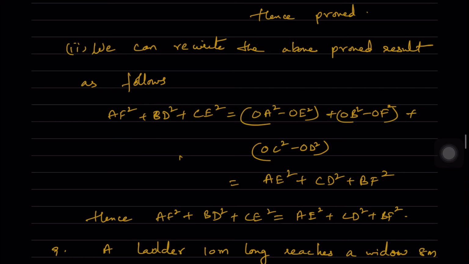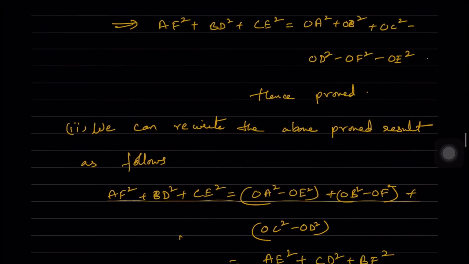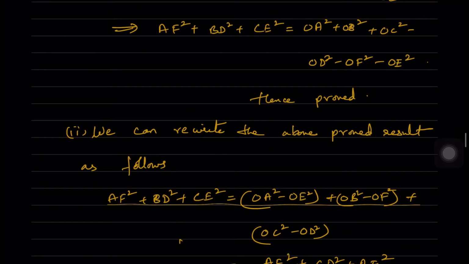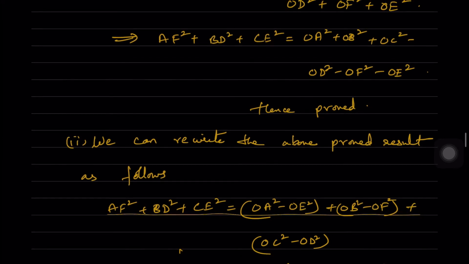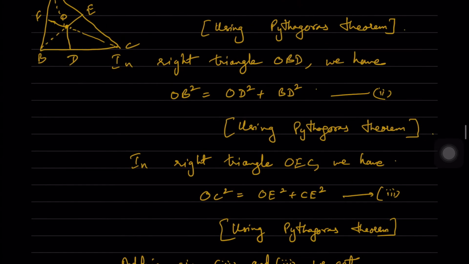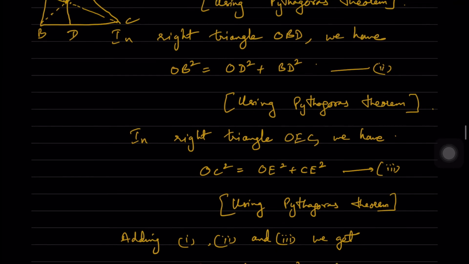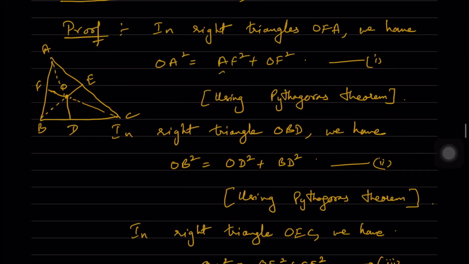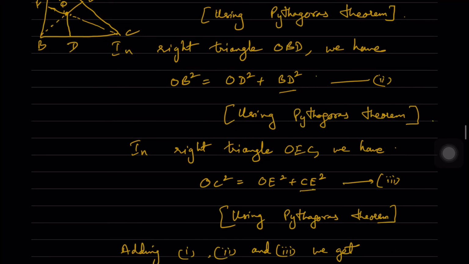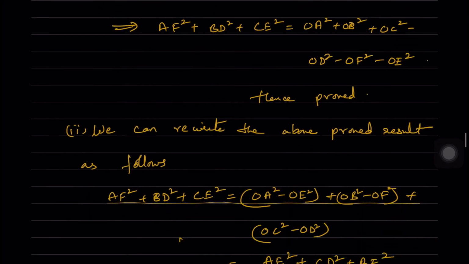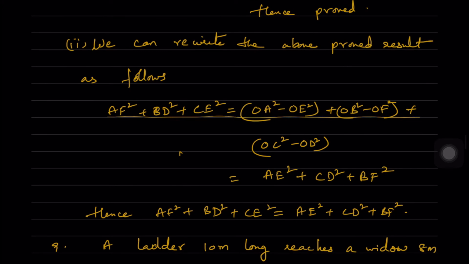So this above result, we have got it as AF square plus BD square plus CE square. From the Pythagoras theorem, AF square can be written as OA square minus OF square, BD square can be written as OB square minus OD square, and CE square is written as OC square minus OE square. So we are going to write it in that way.